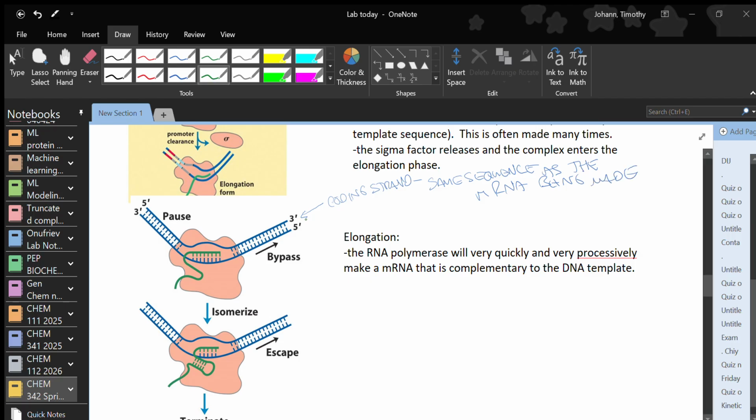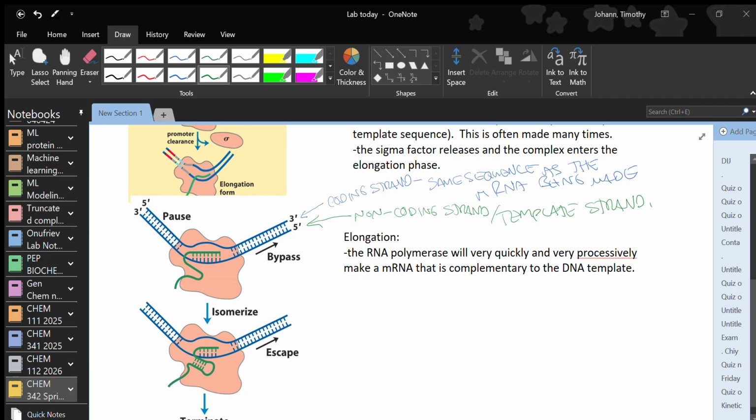And then down here, this is the non-coding strand, also called the template strand sometimes. It is the complementary strand to the template that the RNA is being made from. So if I have a test and say coding strand, non-coding strand, template strand, I expect you to know what we're talking about there.